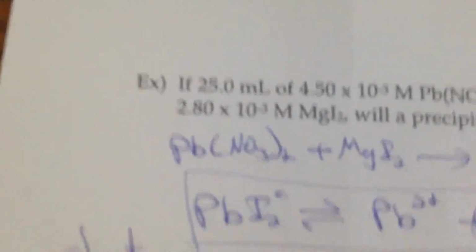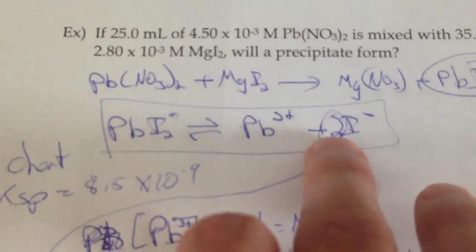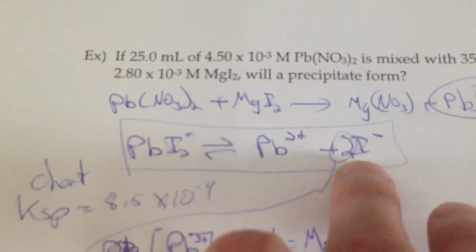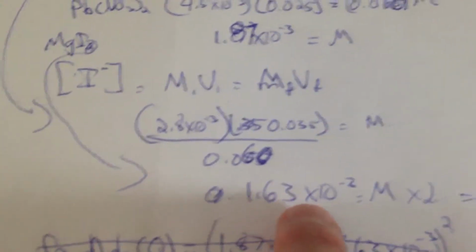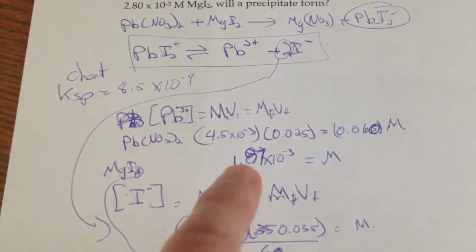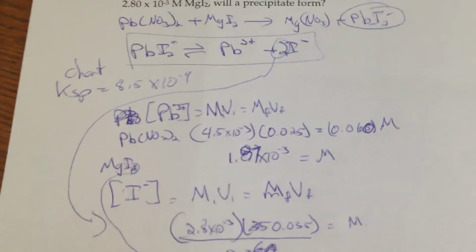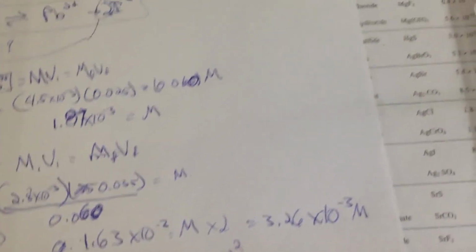Now, if you look back up here at the equation for lead and iodide, you notice I have this 2 here, okay, this 2 coefficient. So what I have to do with that is I have to come back down here, take my concentration of iodide, and times it by 2. Okay, so whatever the coefficient is in my net ionic equation, that's what I have to multiply my concentration by. Okay, so just remember that. Coefficient times found concentration. So 1.63 times 10 to the negative 2 times 2 is 3.26 times 10 to the negative 3.